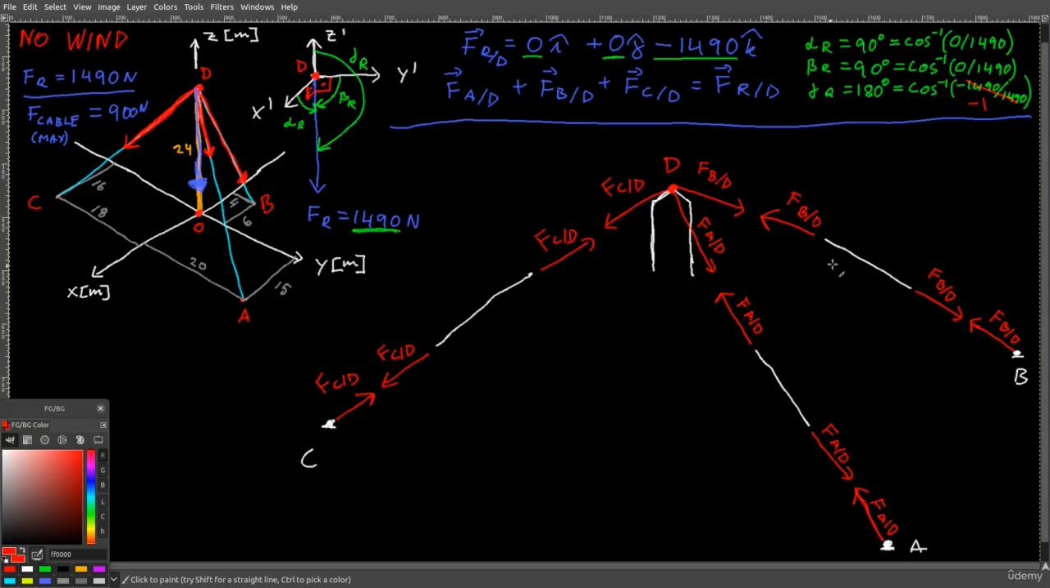Since these cables are not moving anywhere, then if point D experiences this force in this direction, then in the same location, this side of the cable that is connected to point D experiences the same force with the same magnitude but opposite in direction. And now from this drawing, you can clearly see that all your cables are in tension. So this is cable A, cable B, and cable C, and they are all in tension.